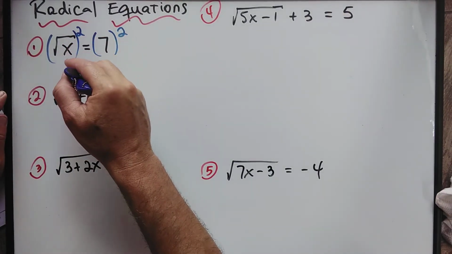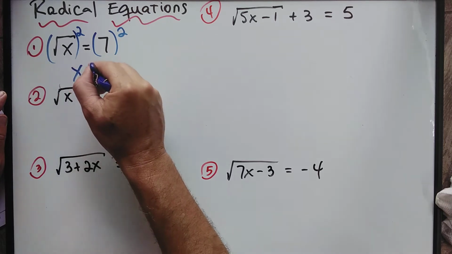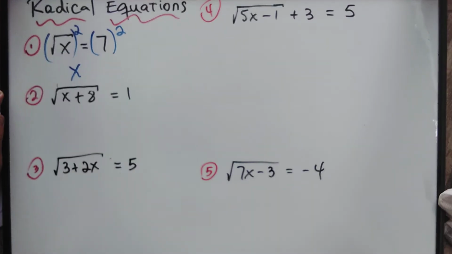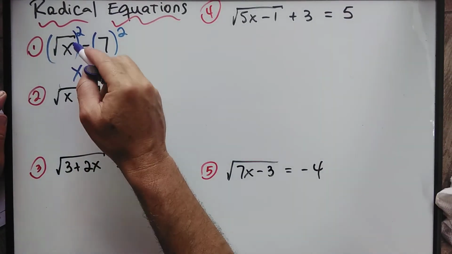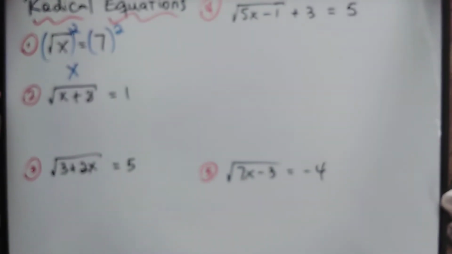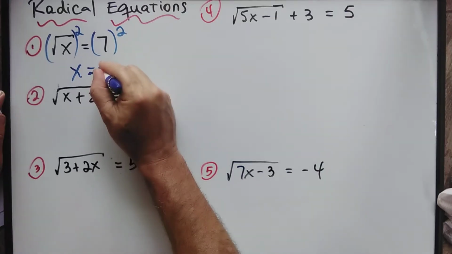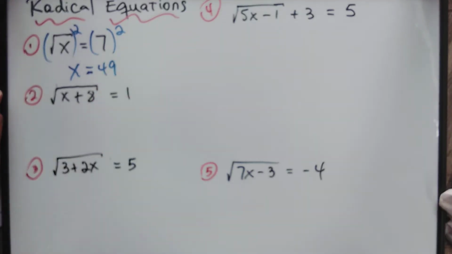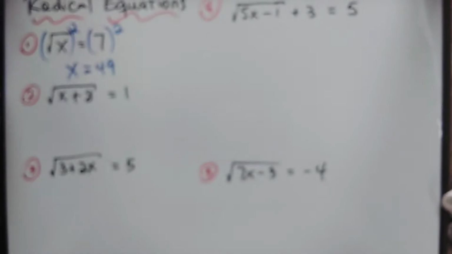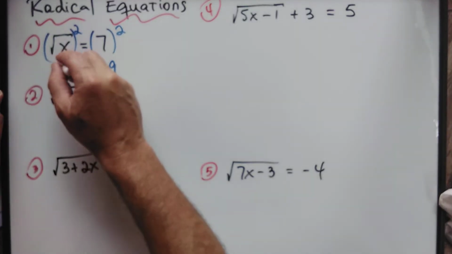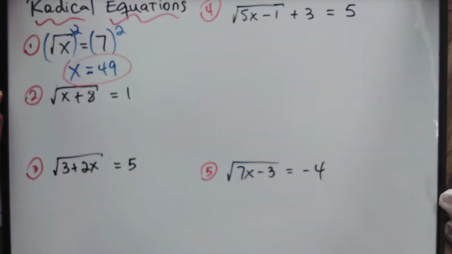If I square this, I'm gonna have just x by itself, because that's what this exponent does. It takes care of that radical. It eliminates the radical. And then if I square 7, I get 49. So that'd be the answer for the first one. X equals 49. What about number 2?